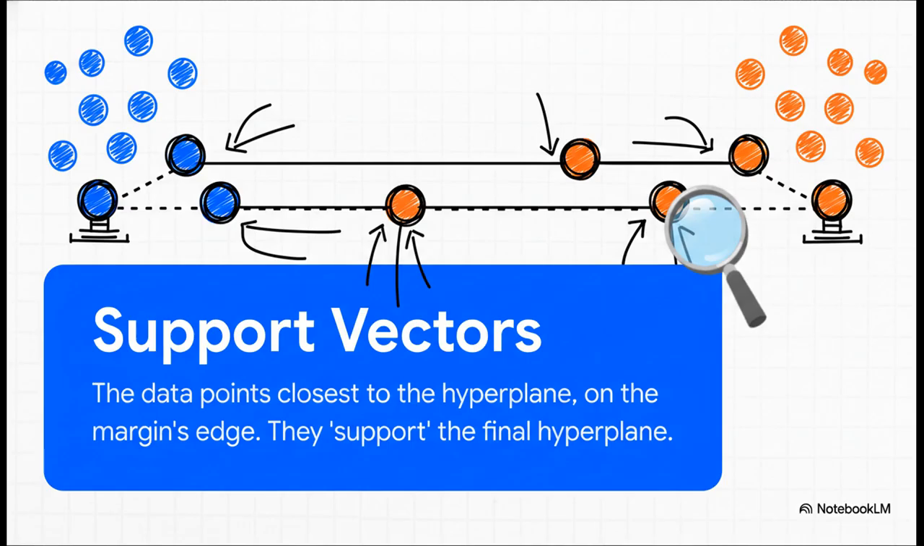And these incredibly important data points, they get a special name. They're called support vectors. They're the points sitting right on the edge of the margin, the ones that are the toughest to classify. And they are literally supporting the entire hyperplane. If you were to move one of them, the whole street would have to shift.